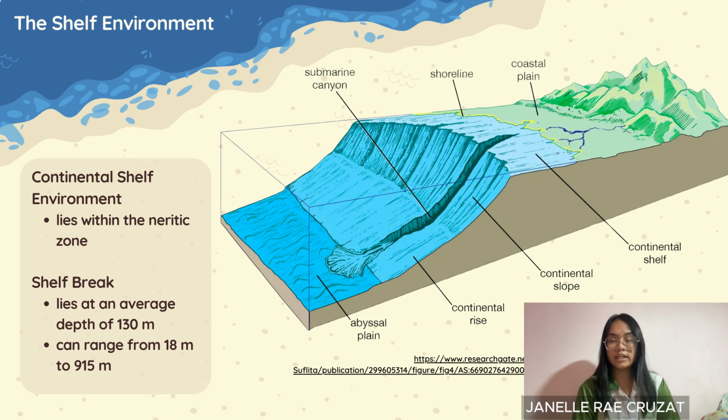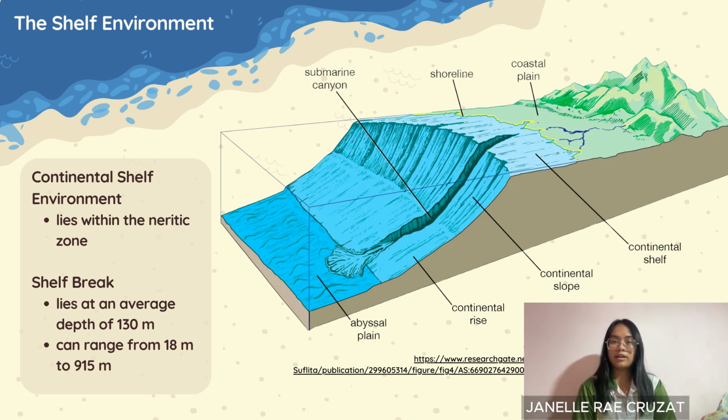Now that we know the concept of neritic zone, let's move on to the continental shelf itself. So, it is the submerged and gently sloping extension of a continent. It forms the sea floor within the neritic zone and can extend for hundreds of kilometers depending on its location. It also serves as a transition zone between the land and the deep ocean, collecting sediments from rivers, tides, and waves, which in turn supports the marine ecosystems that can be found there.